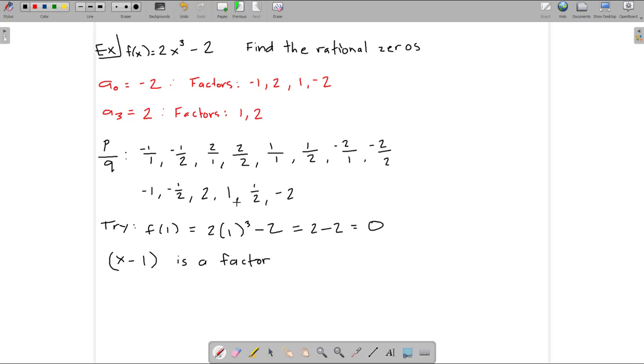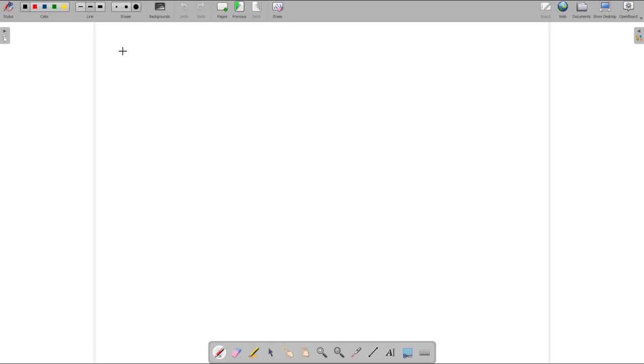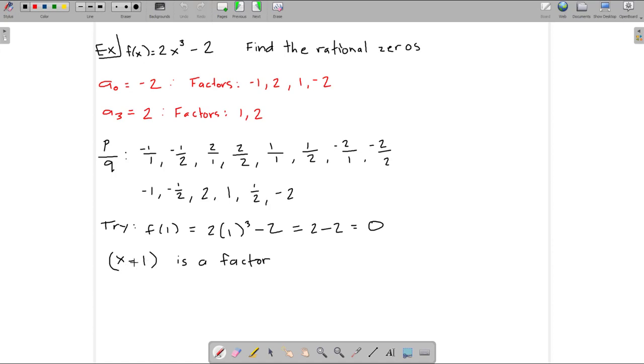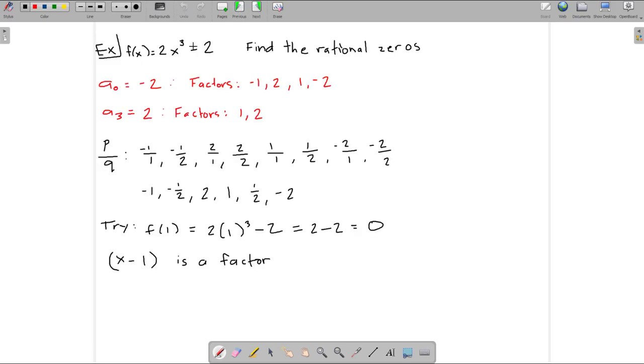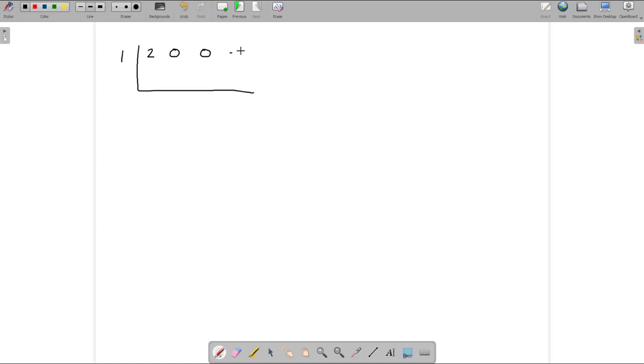Since you often don't want to extensively or exhaustively try this list, plugging them into the function, because sometimes you'll have fractions and those aren't typically very fun to plug in, I always just end up doing synthetic division. I found that 1 was a factor, so I write 1 on the outside. I take my coefficients, and I'm missing an x squared term and an x term, so I do need to write zeros in this case. So 2 for the x cubed, 0 x squared, 0 x, and negative 2 for my constant term here.